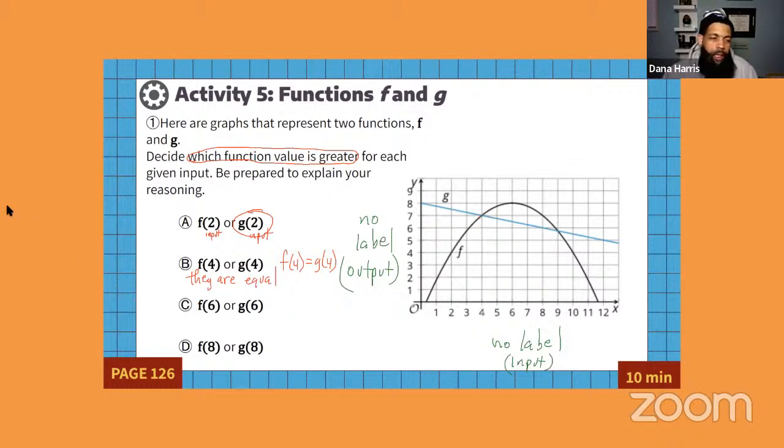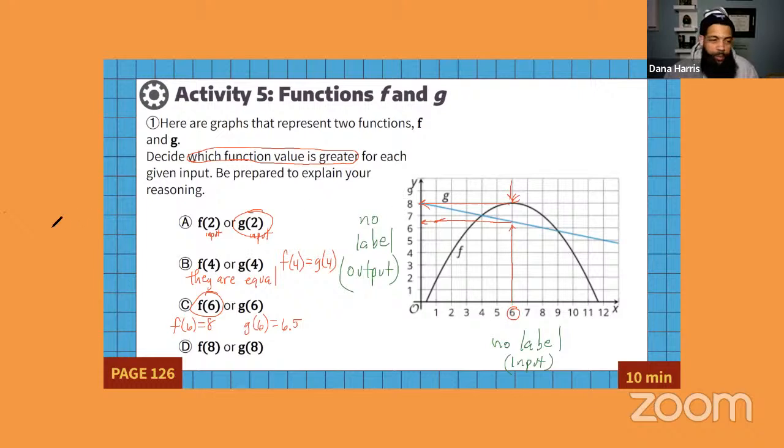All right. C. F of 6 or G of 6. We're at the input of 6 now. Notice when I look up at 6, G of X is lower than F of X. We're looking for the one that's higher, so F of X is higher. We see that from this point right here. The output of F of 6 is 8. Look at that 8 right there. The output of G of 6 is about 6.5. So F of 6 equals 8 and G of 6 equals 6.5. Once again, F of 6 is higher.